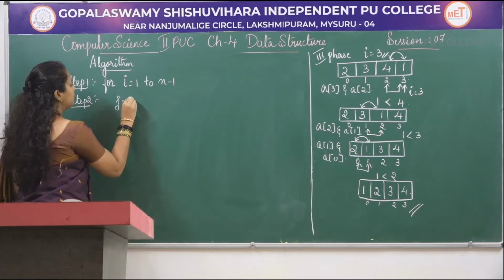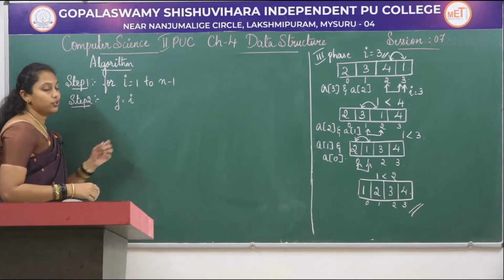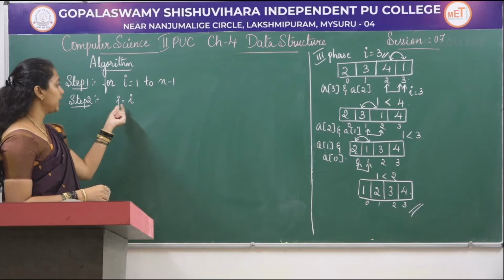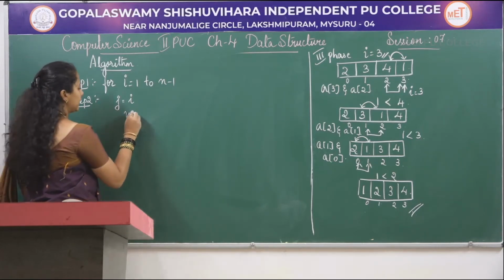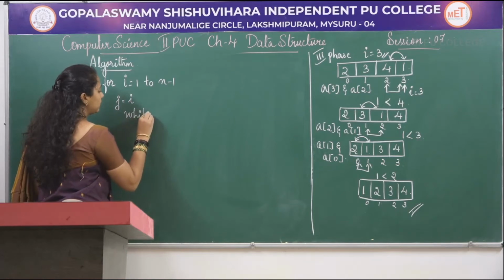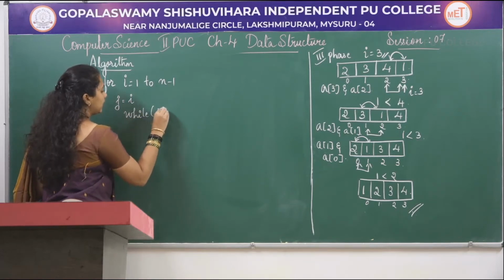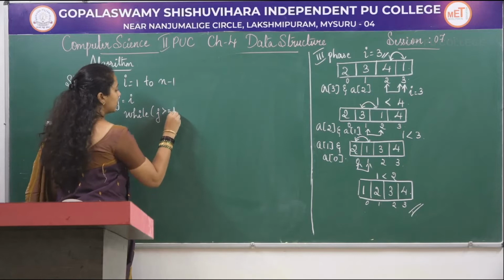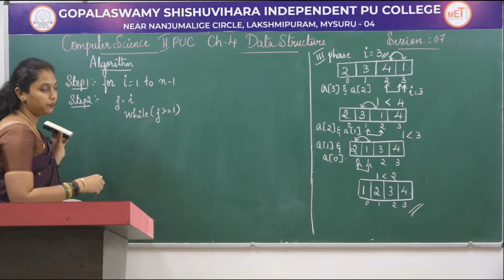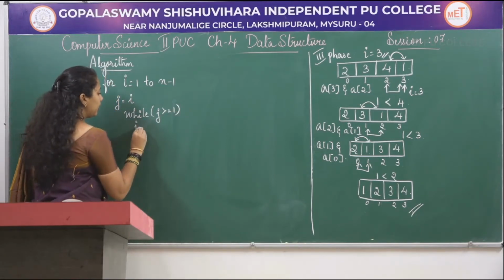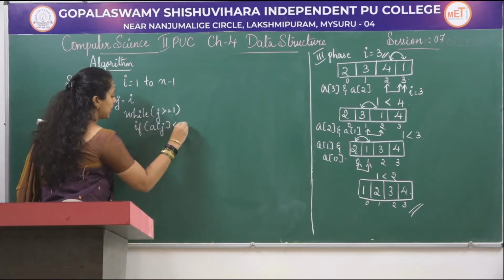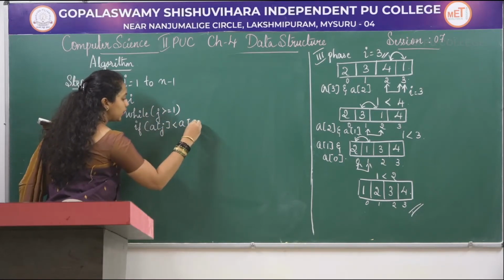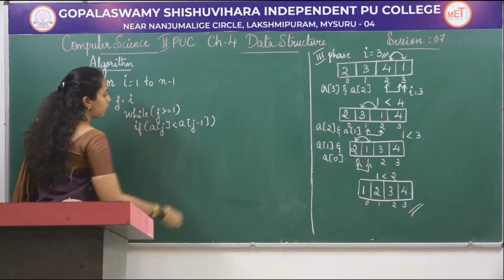j is equal to I. We are storing the value of I in the variable j. We are checking for the condition, that is while j greater than or equal to 1, if a of j is less than a of j minus 1, what we have to do?